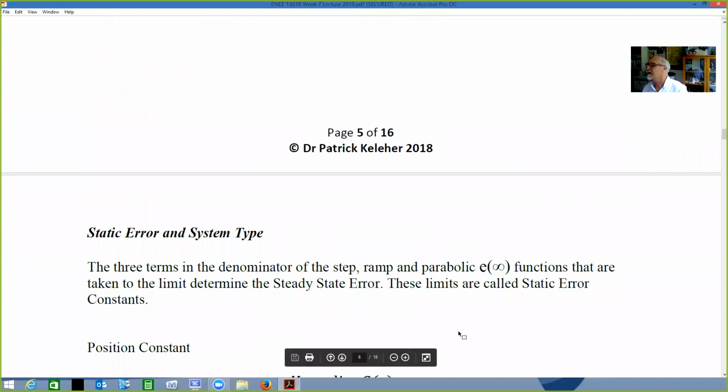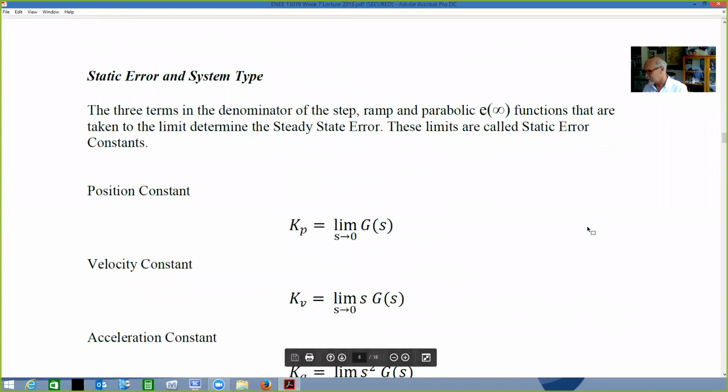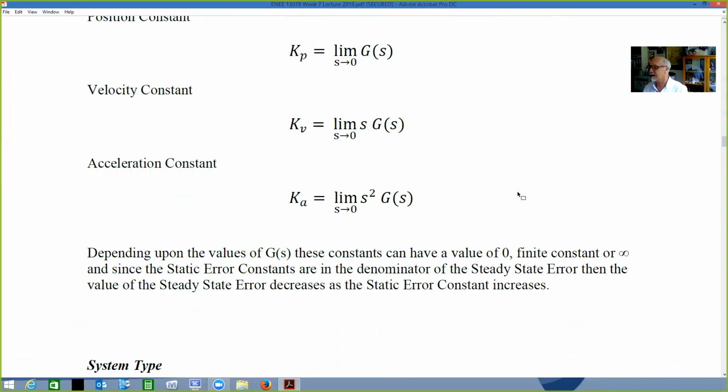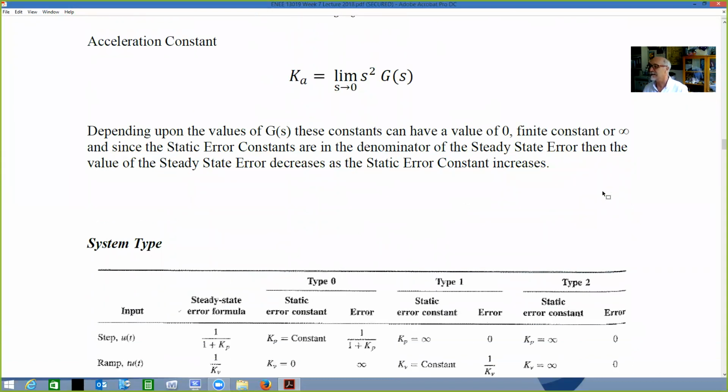Look at that last one. Since that's in the denominator, obviously as this gets bigger, the overall error from the parabolic input will get smaller. Likewise with the position constant, being in the denominator, and likewise for the velocity constant, since that's in the denominator, the overall steady state error will get smaller.